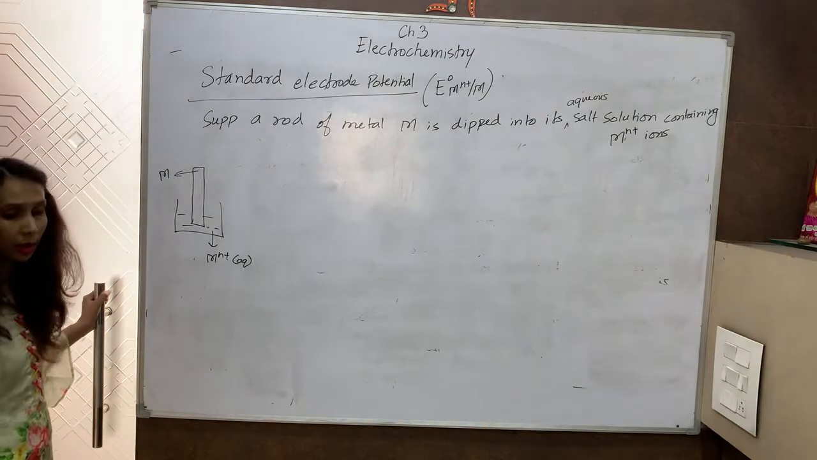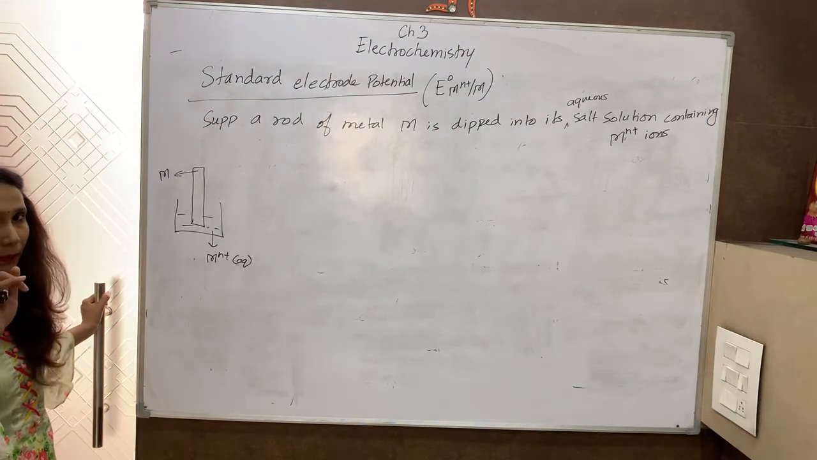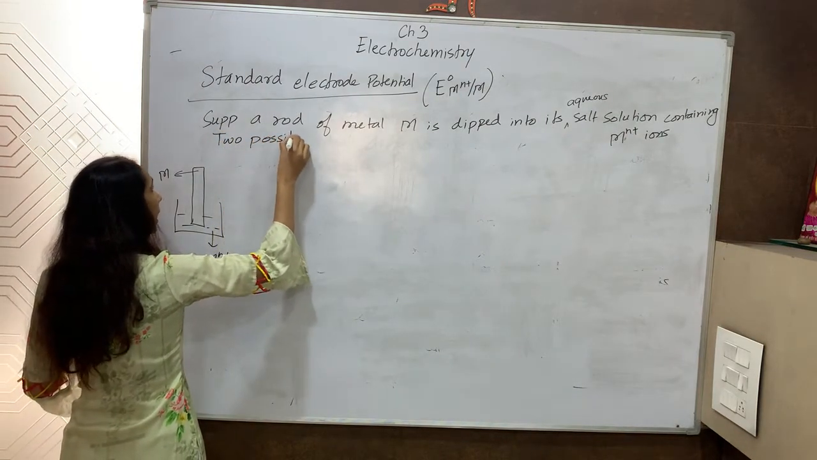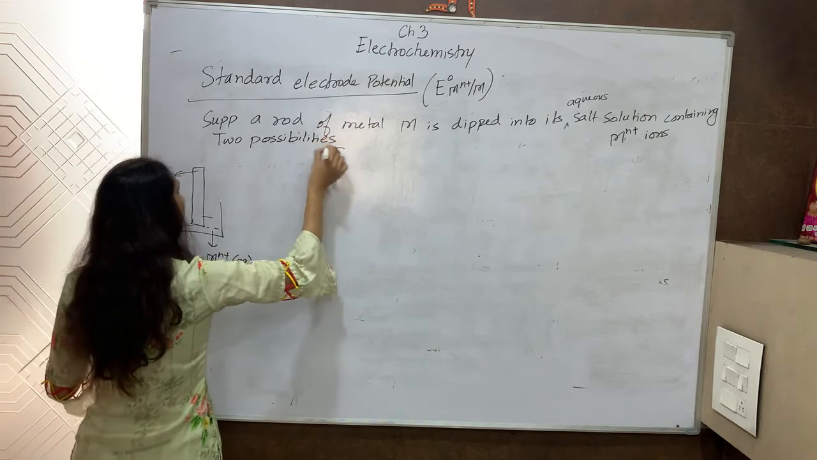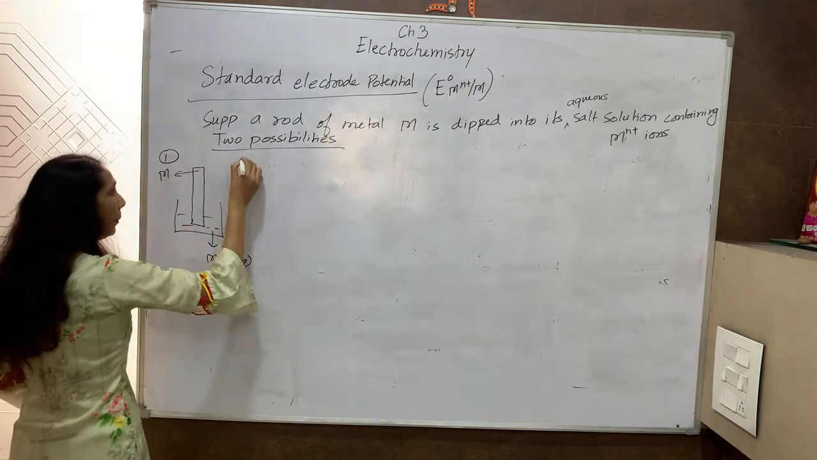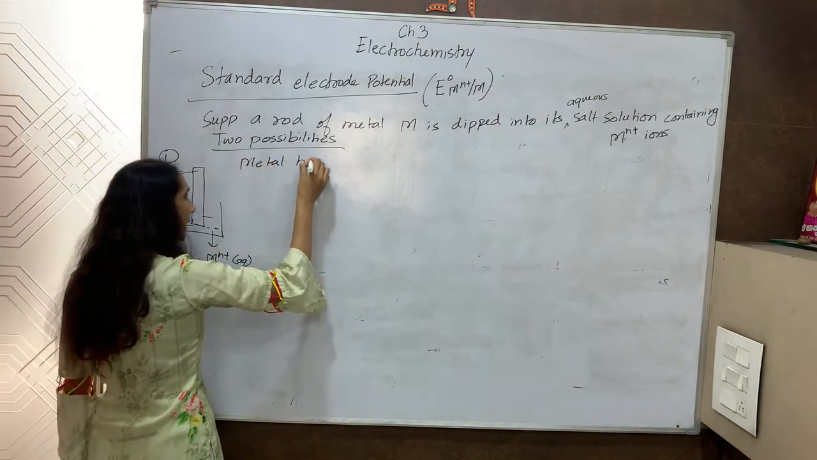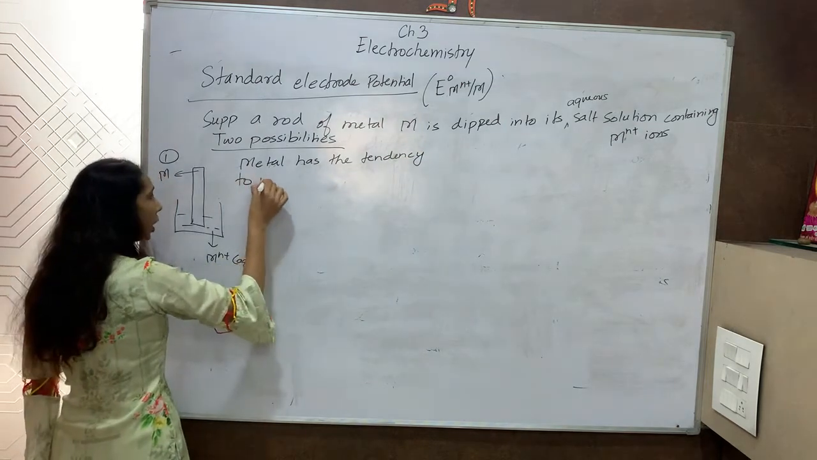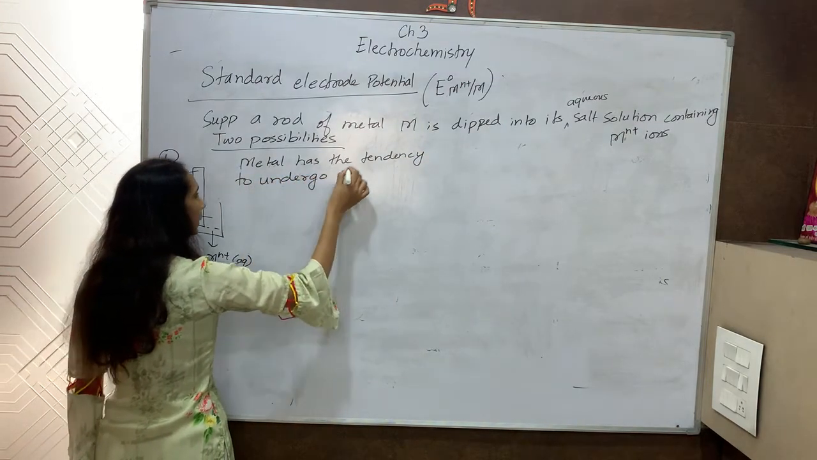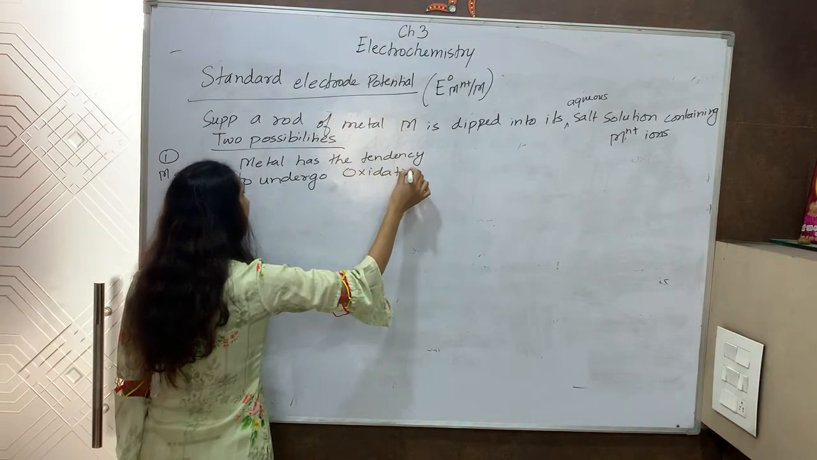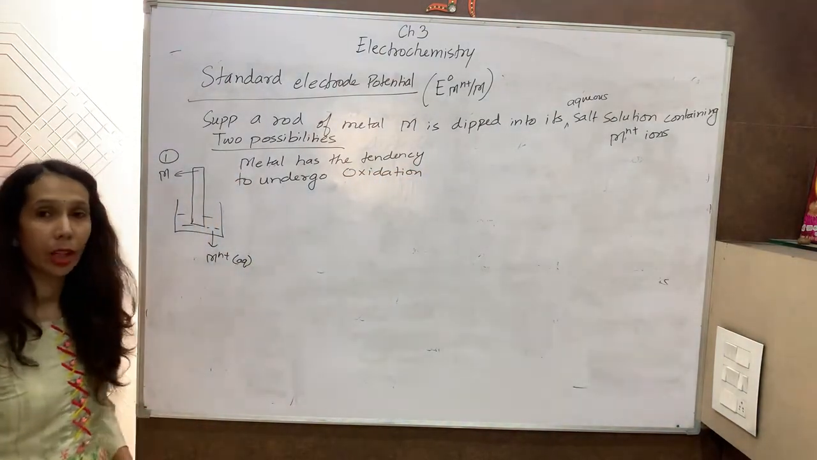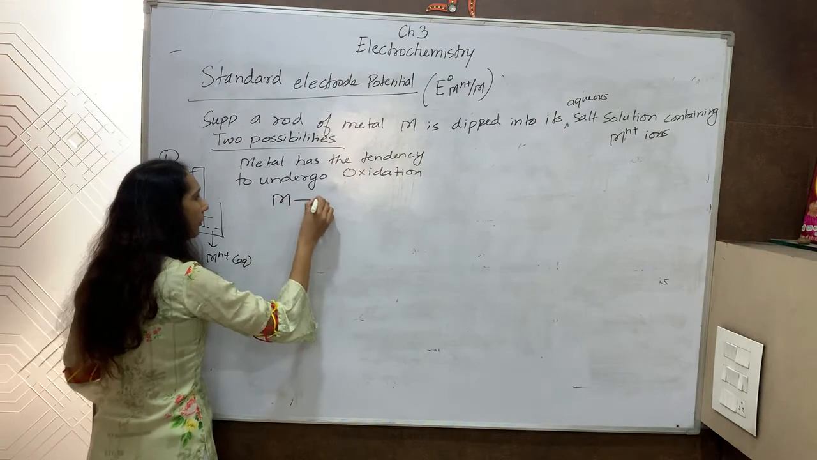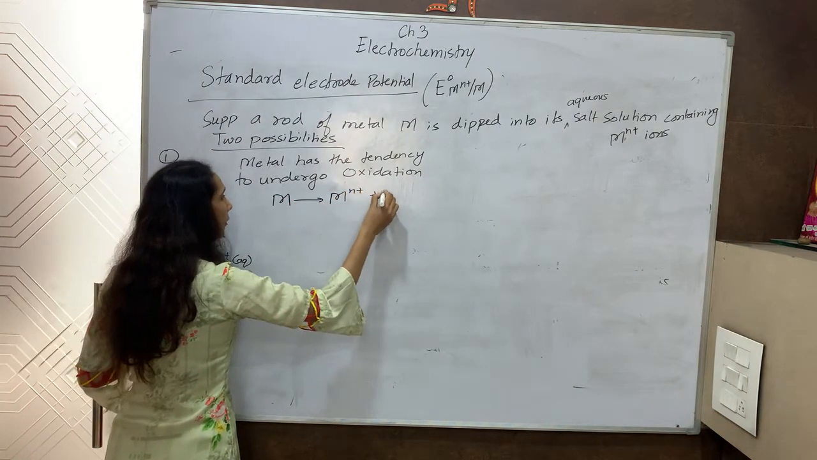When I do it, there are two possibilities. Two things can happen, right? So when it is dipped, two possibilities are there. Let us see what are the two possibilities. First possibility is the metal has the tendency to undergo oxidation. So let me write the oxidation reaction. M will change into Mn+ plus n electrons.